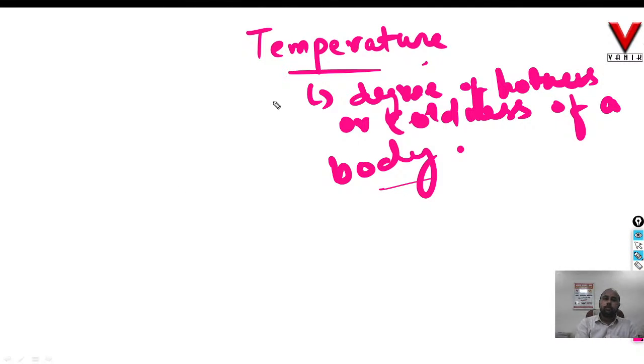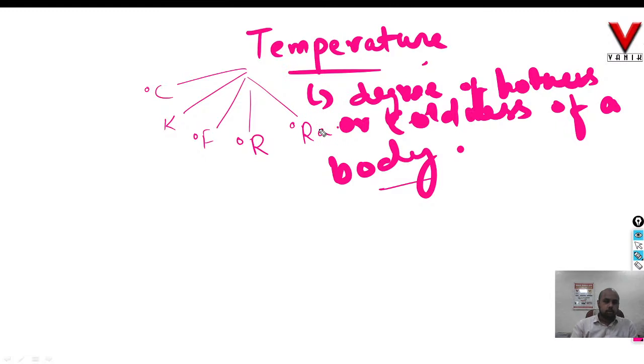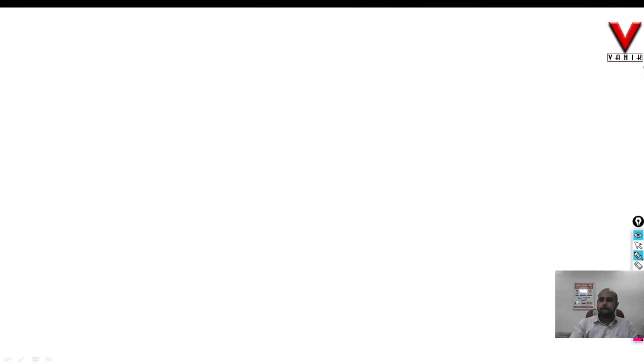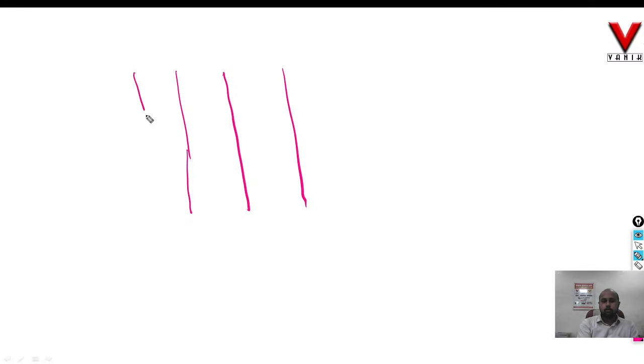Fine. So this temperature is measured in different scales. We have degree Celsius, Kelvin, degree Fahrenheit, degree Reaumur, and degree Rankine. Alright, now let us see these different scales and how we can convert one scale to another. So we have here in total 5 scales. This is one scale, this is my second scale, third scale, fourth scale, and fifth scale.